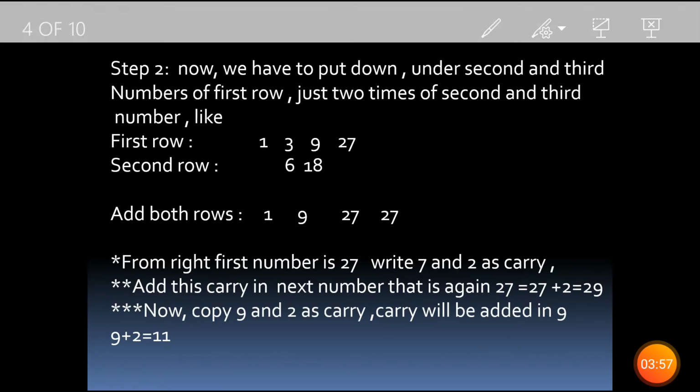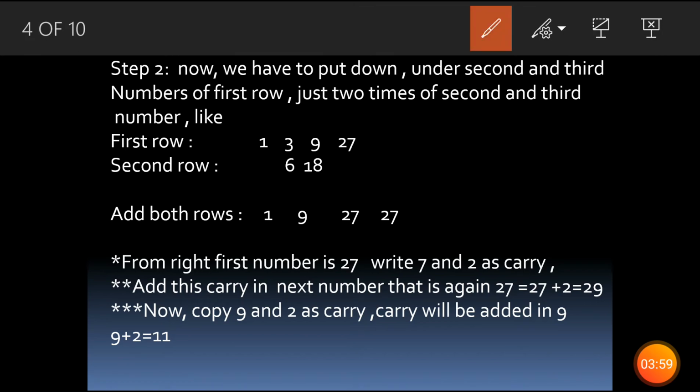Now for the second step, first row, we have already written 1 3 9 27. The second step is very easy. For every number, what are you going to do? You pick the middle two, that is 3 and 9. You have to double them. Like 9, the double of it is 18, and 3, double of it is 6.